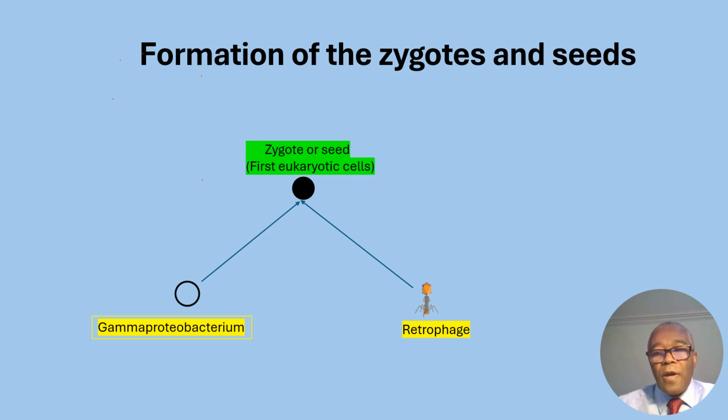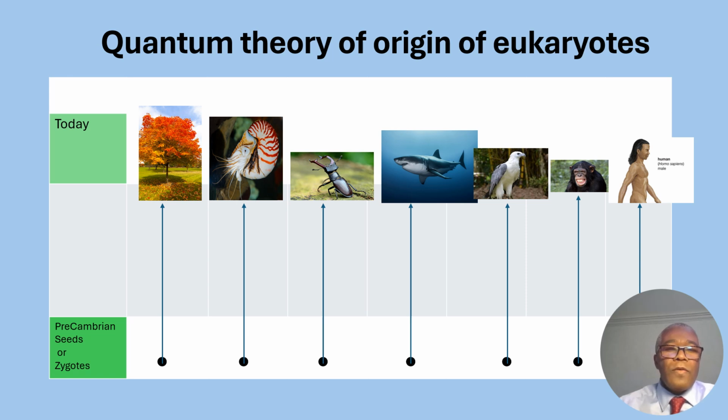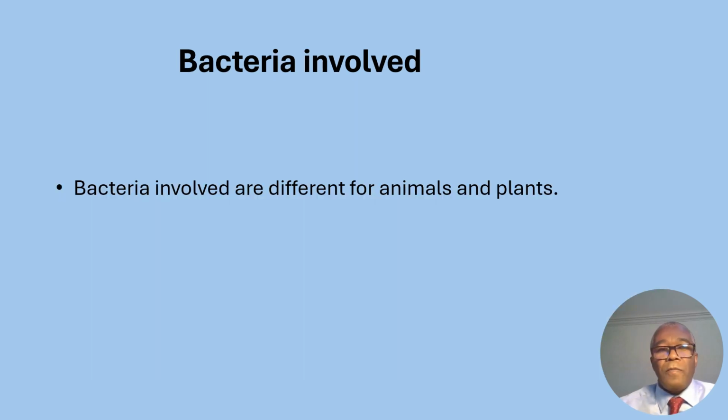It was the first cell of unicellular eukaryotes, such as an amoeba, for instance, and all those zygotes would lead to the different species. That's going to be a new topic, to explain the origin of species, but those zygotes, which are formed by the fusion of a virus with a bacterium, are the first eukaryotic cells. The bacteria involved are different for humans, for animals, and for plants.